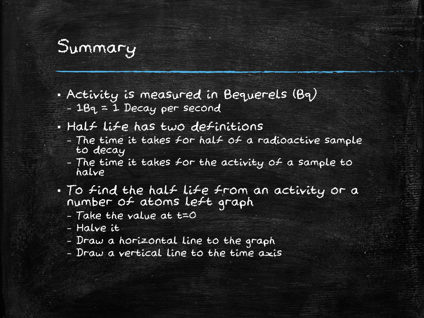In order to find the half-life from an activity or number of atoms left graph, you need to take the initial value from the y-axis for when time is equal to 0, halve it, draw a horizontal line across to the curve on the graph, and then draw a vertical line down to the time axis, and the time reading you've got there will be the half-life value.